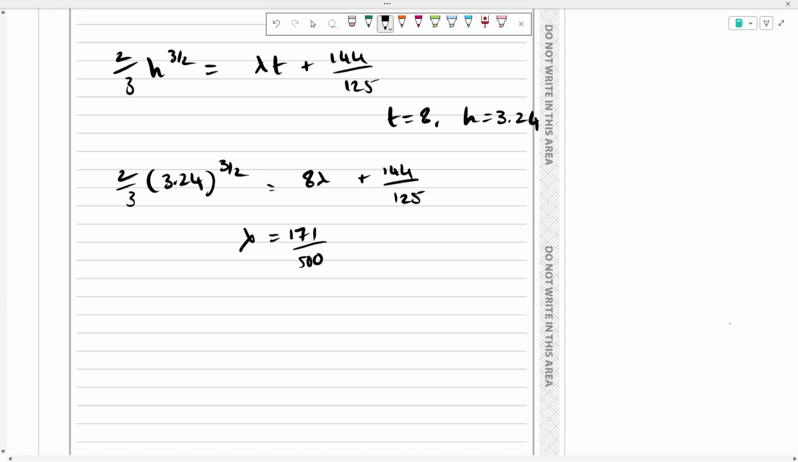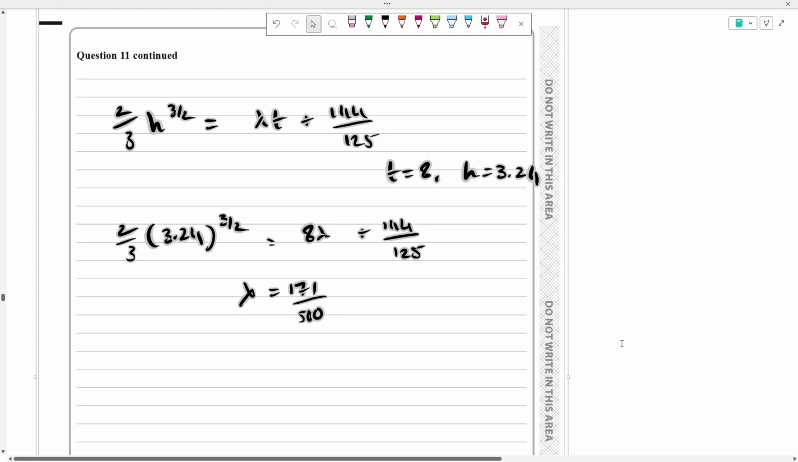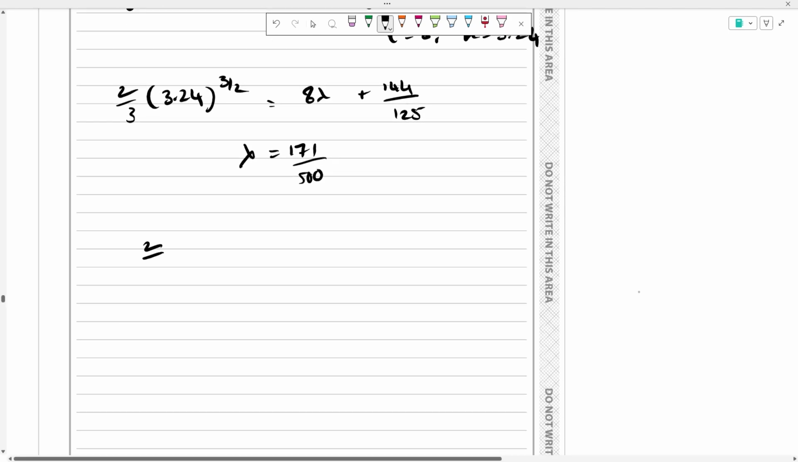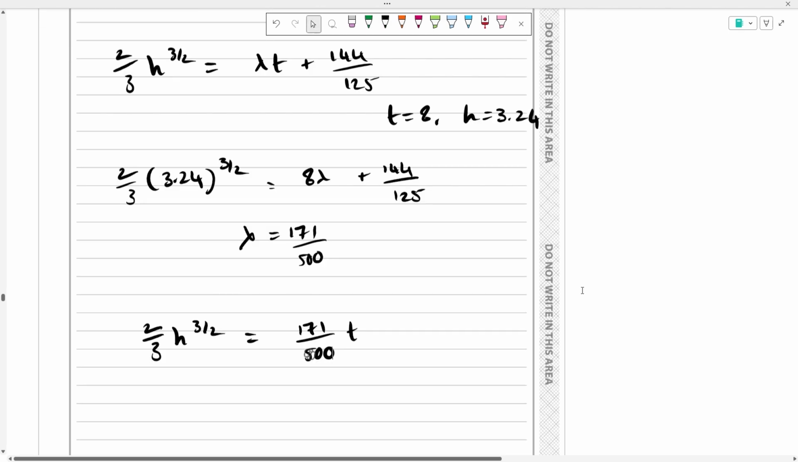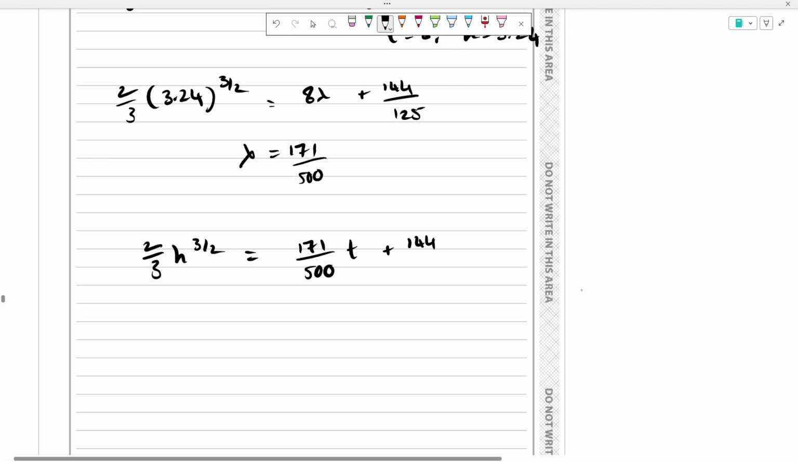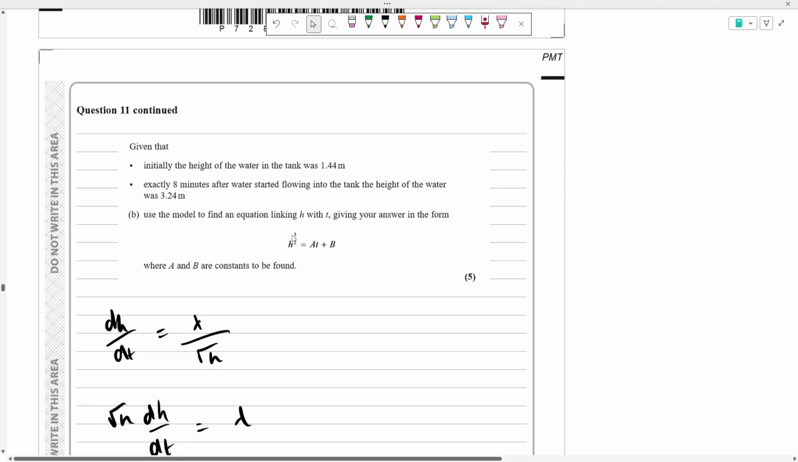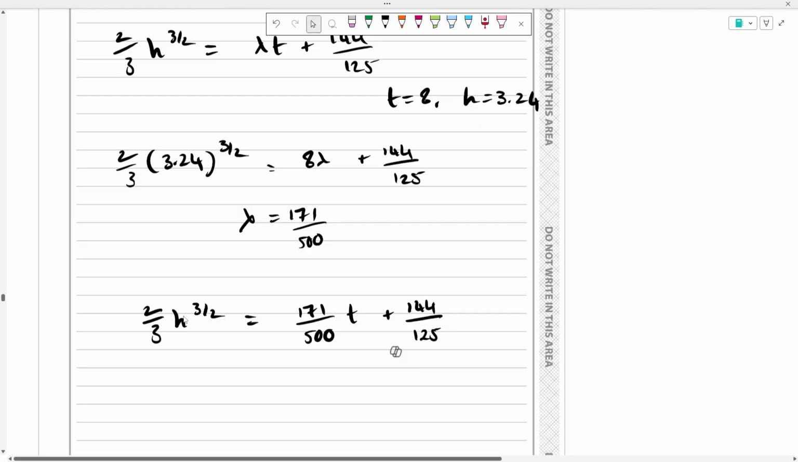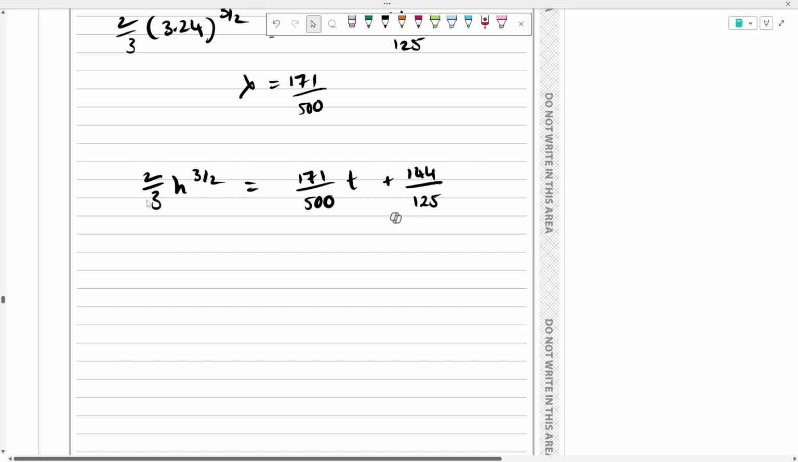Cool. And then I'm going to rewrite my original equation once more. And this gives me 2/3 h to the power of 3/2 is equal to 171 over 500 t plus 144 over 125. Now the original question is asking us to give it in just terms of h to the power of 3/2. So I'm going to times everything by, or you can divide everything by 2/3, but essentially times everything by 3/2. Why? So we end up with essentially 1 as our coefficient here.